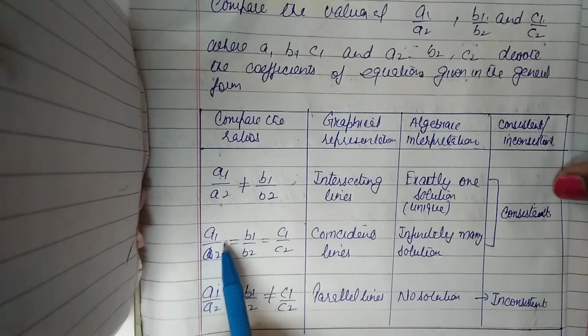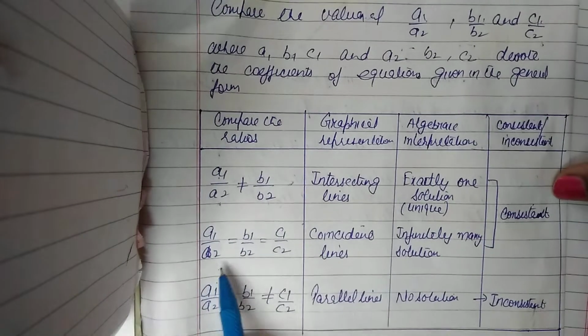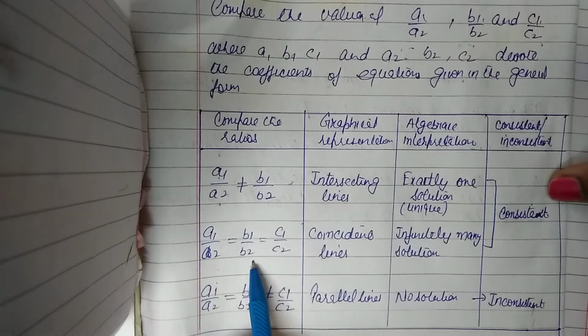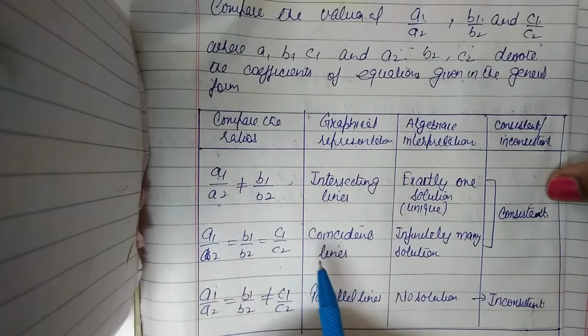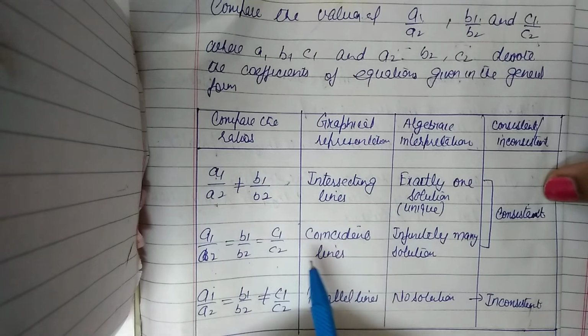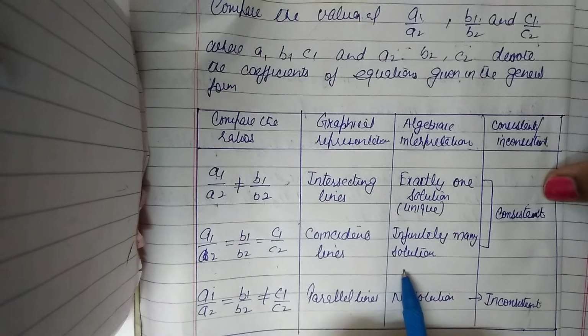If the ratio a1 upon a2, the ratio b1 upon b2 and the ratio c1 upon c2, all these three are the same, then both lines will coincide with each other when we draw the graph, and so we can say that this type of lines have many solutions.